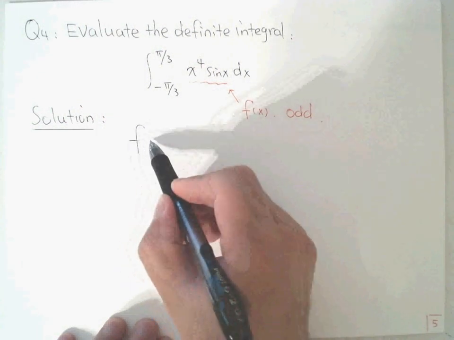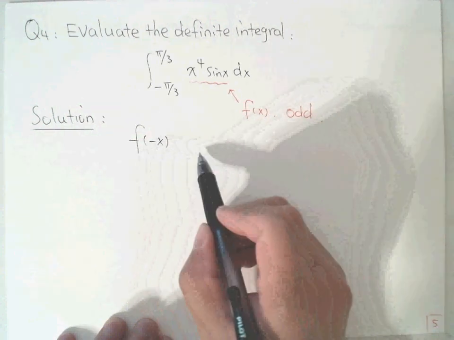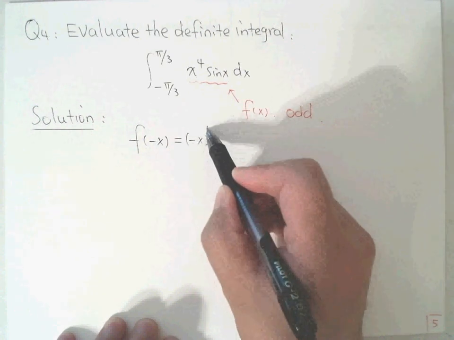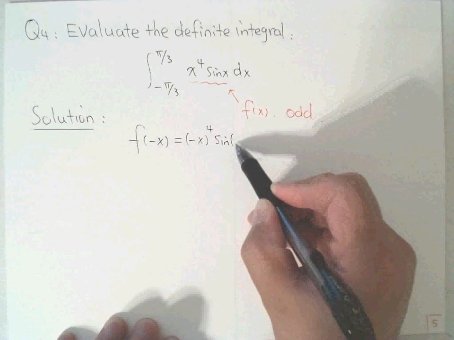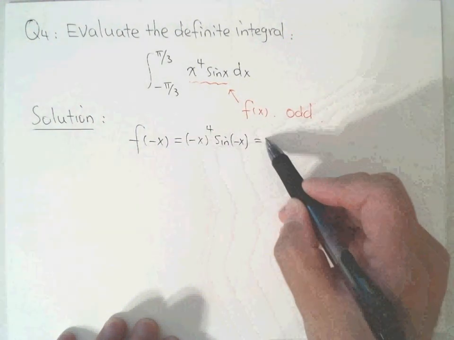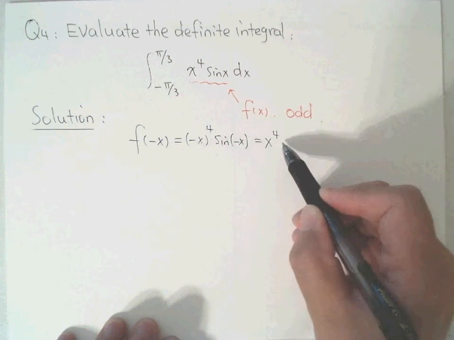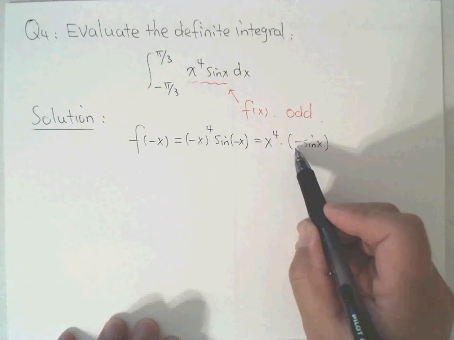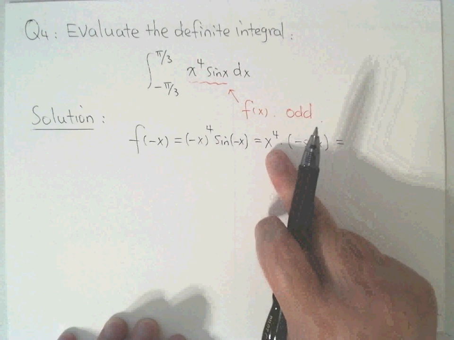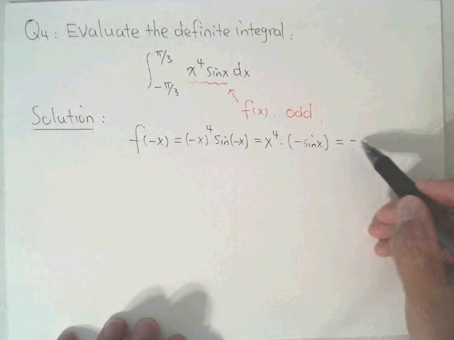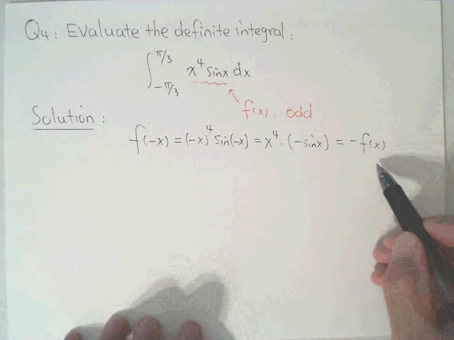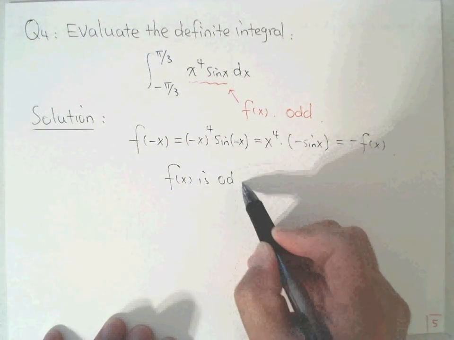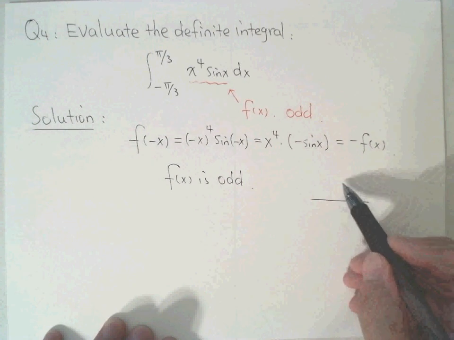Remember, I prove here that f is odd because f at negative x equals what? I'm going to do negative x raised to the first power times sine at negative x. This goes to x with the first power, this goes to inverse, times negative sine x. And this negative we can pull out, so negative x to the first power times the sine is negative f of x. What does this mean? This means f really is odd.